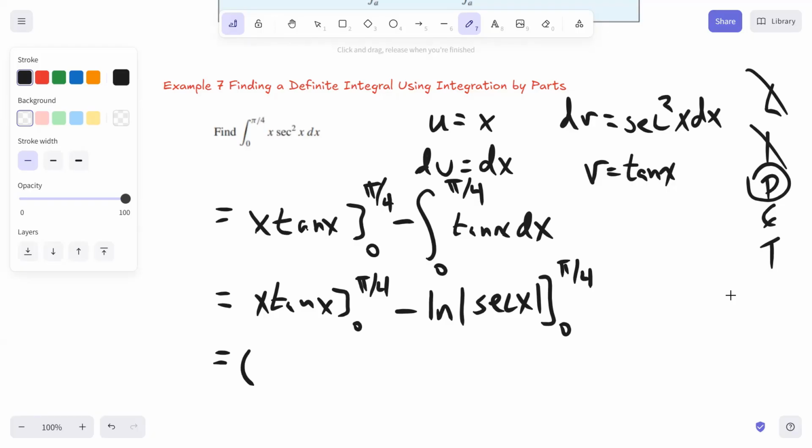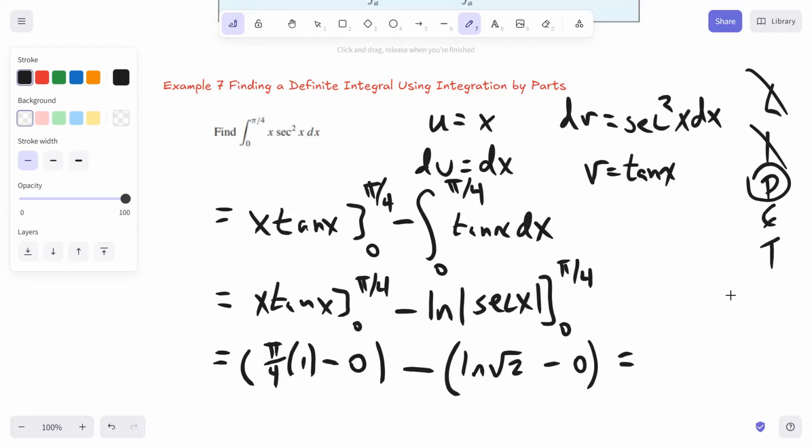So when I plug in pi over 4, I have pi over 4 times tangent of pi over 4, which is 1, minus 0 times tangent of 0, which is just 0, minus natural log of secant evaluated at pi over 4 and 0. Secant of pi over 4 is root 2, so this would be natural log of root 2, minus secant of 0 is 1, and natural log of 1 is 0. We would subtract those. Then you would have pi over 4 minus natural log of square root 2.